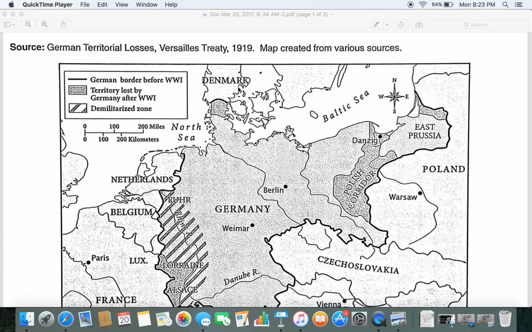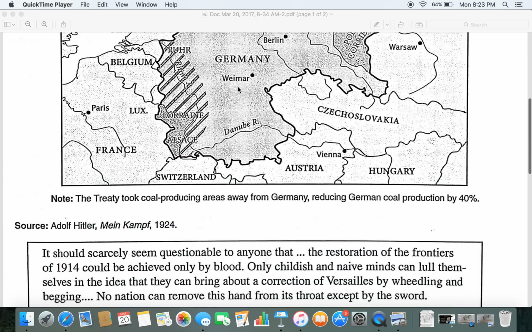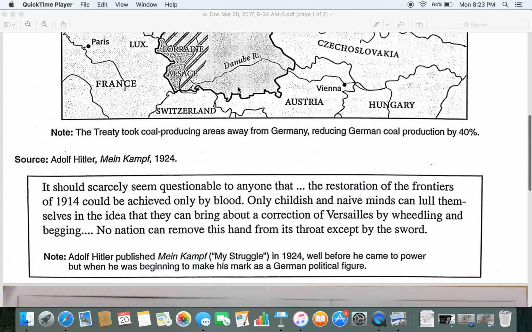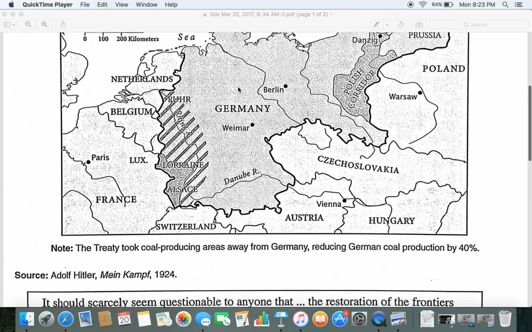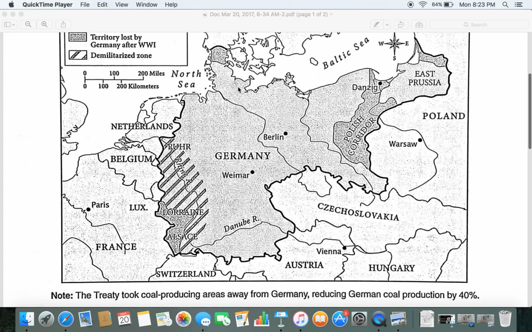And then the second part of document A, I'm going to go ahead and scroll down a little bit, is a very short excerpt or a small piece or passage taken from Mein Kampf, which is Hitler's book that he wrote when he was in jail in 1924. So I'm going to scroll back up. We're going to go ahead and talk about the map first.